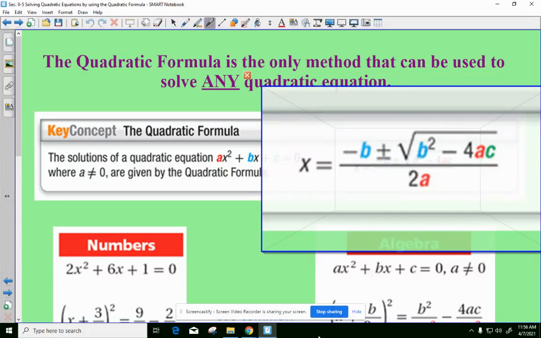Part of this formula should look familiar: negative b divided by 2 times a. Do you recognize that? It's part of the vertex formula. It has a name, starts with an A. The axis of symmetry. So that axis of symmetry formula is the opposite of b over 2 times a.